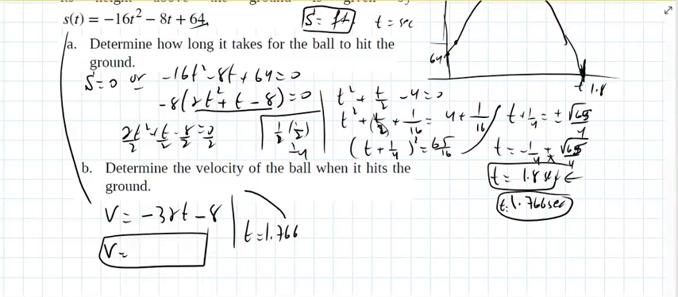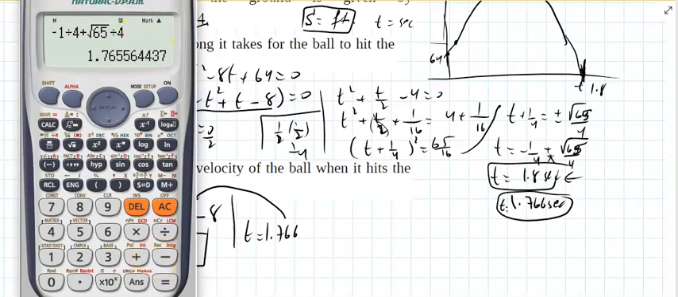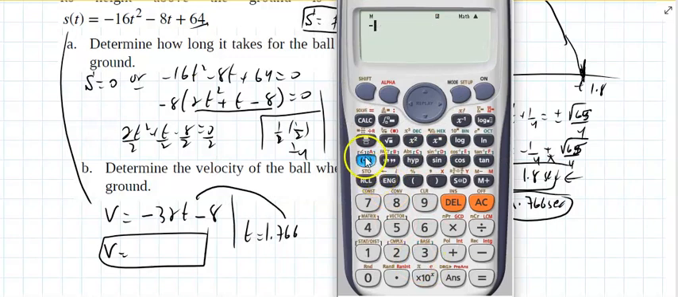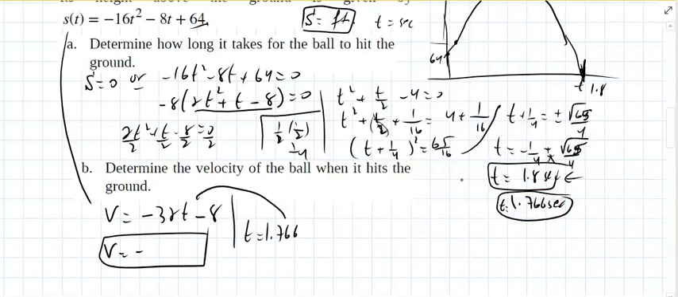And what would that be? If I substitute 1.766, it would hit the ground with the velocity of negative 32 times 1.766. By the way, if I put answer, I'll get the exact value, right? If I delete those and use answer instead, because the answer has all of the digits, I'll show you the difference. I'll get negative 64.5 feet per second.